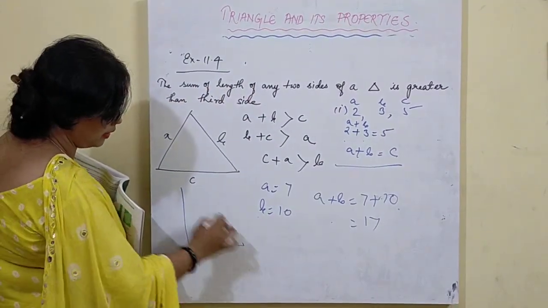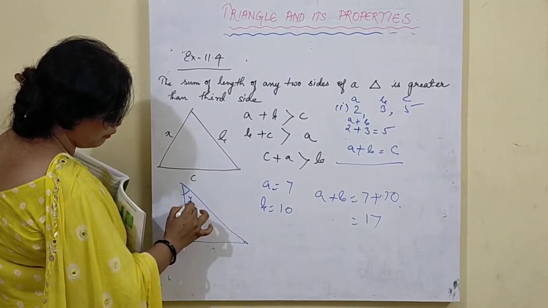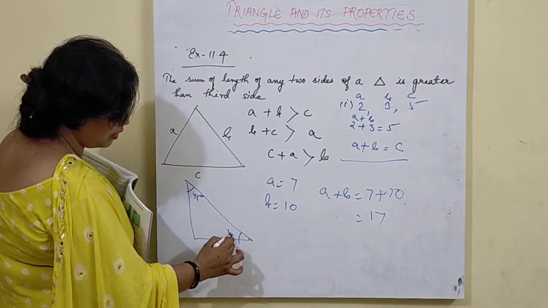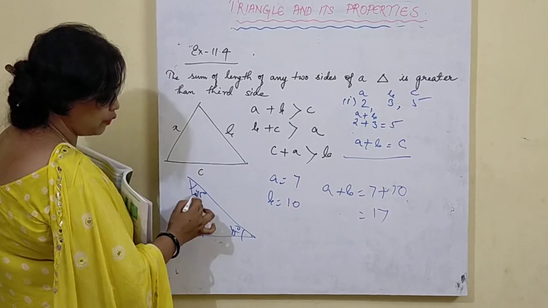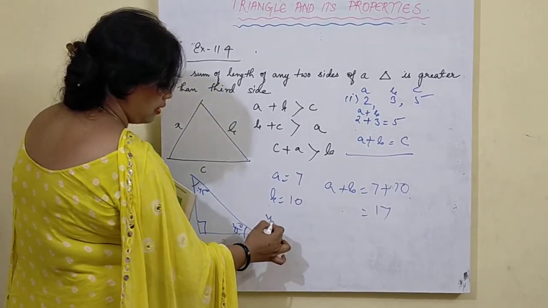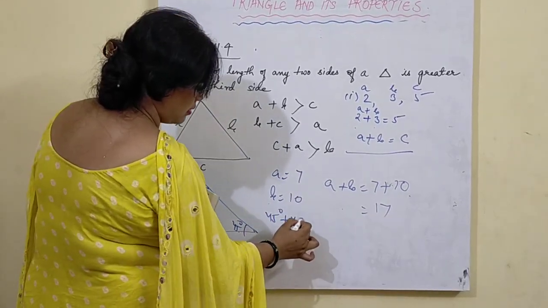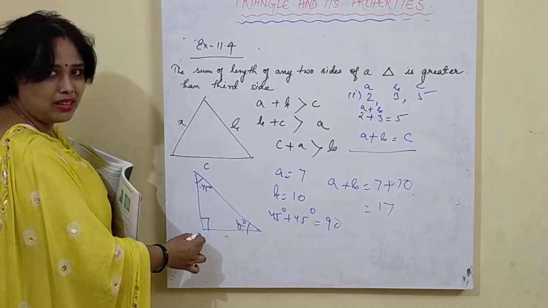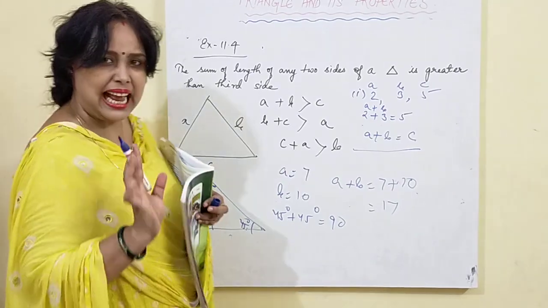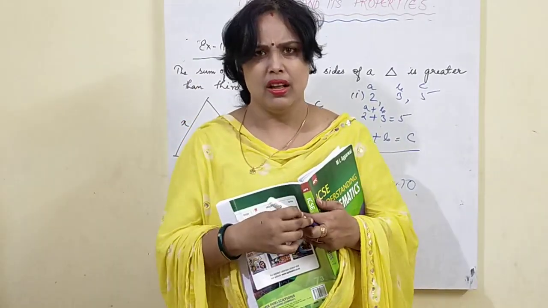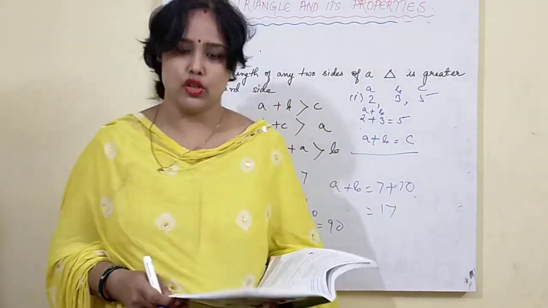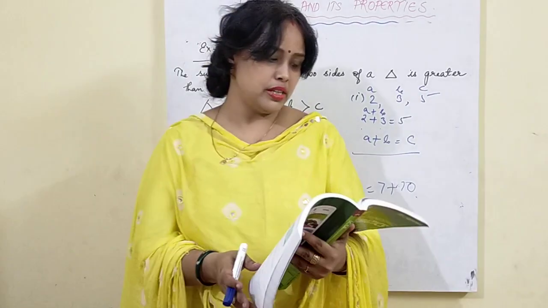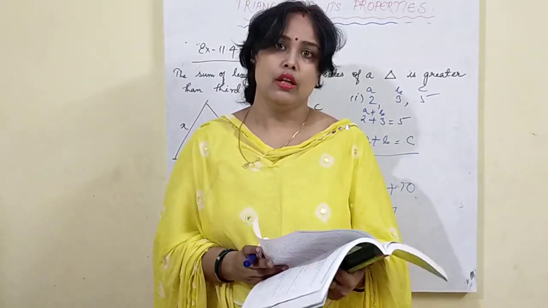For example, I am drawing 45 degree, 45 degree, 90 degree. So 45 plus 45 is 90. 45 degree plus 45 degree is equal to 90. So the sum of 2 angles is equal to the third angle. It is not greater. So in the case of angles, it is not possible. So exercise 11.4 was very short. After that we will proceed to 11.5.